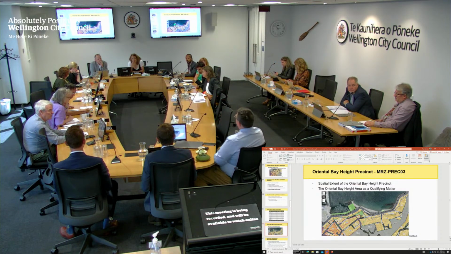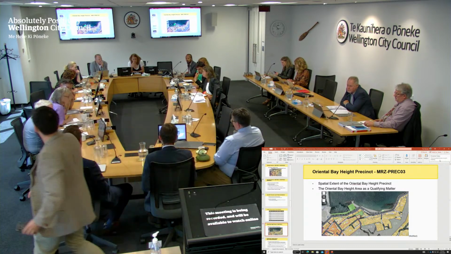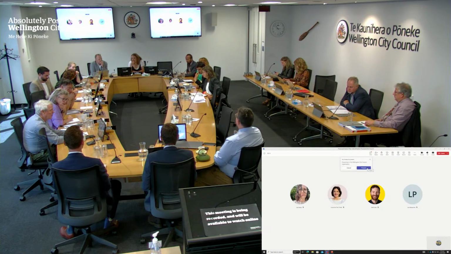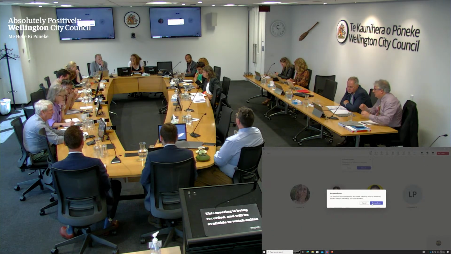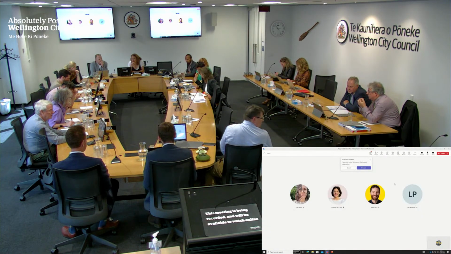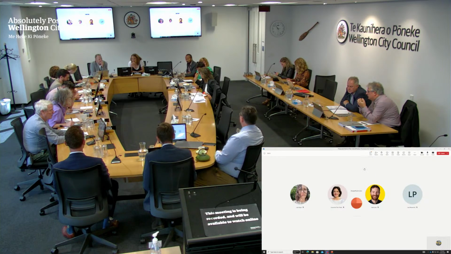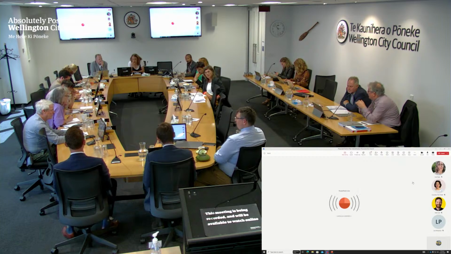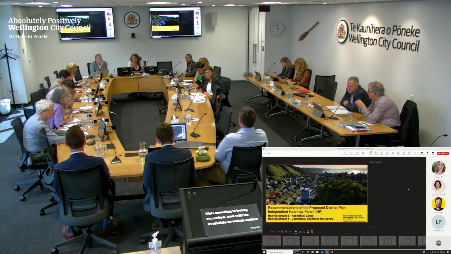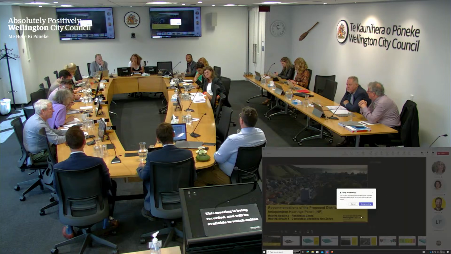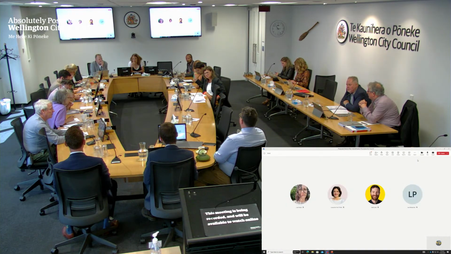Because it sits within that walkable catchment from the city centre zone, minimum building heights need to be enabled by the plan of at least 21 metres. Carrying along, the panel found and has recommended that those heights below 21 metres are not compliant with the National Policy Statement on Urban Development and have not been sufficiently justified through the evidence as a qualifying matter. Accordingly, it's recommended that those heights below 21 metres be brought up to 21 metres, but those that are greater than 21 metres stay as they are.